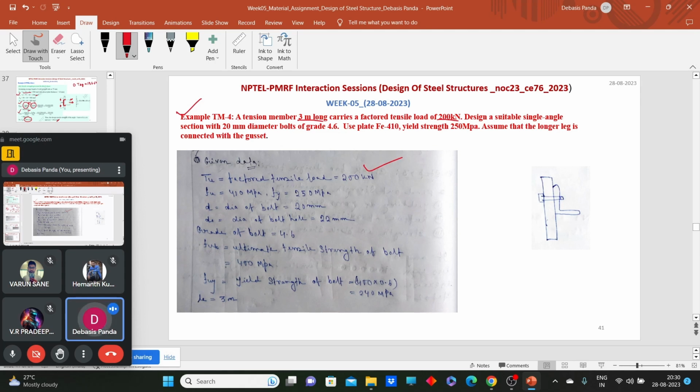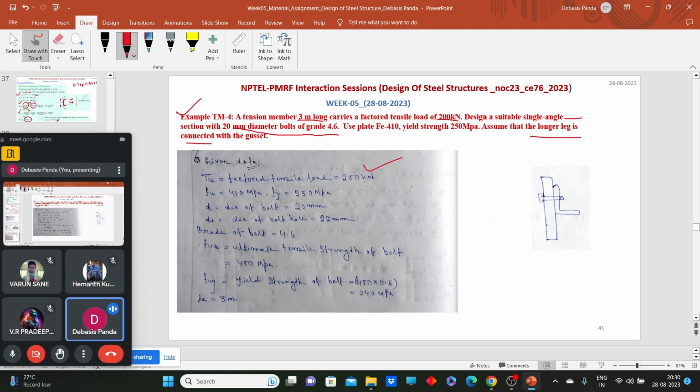Then design a suitable single angle section with a 20 mm diameter bolt of grade 4.6. The bolt diameter is given, and the grade of bolt is 4.6. Also, some data is given: assume the longer leg is the connected leg. Okay, so let's solve this problem step by step, quickly.